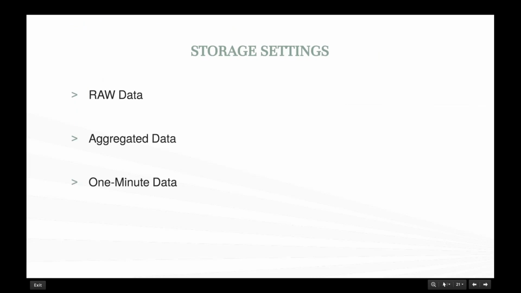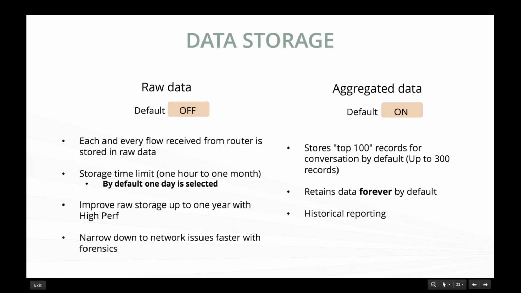So the difference between the raw data and the aggregated data: raw will be by default disabled. You have to enable it manually in order to see the data under forensics. So it is used for in-depth traffic analysis, with which we can take reports under forensics, or simply called the troubleshooting report. We have a storage limit which can be extended up to a year using a high performance server. We'll be seeing the same in the later slides today. It will also help you to narrow down the issue and do the troubleshooting much faster.